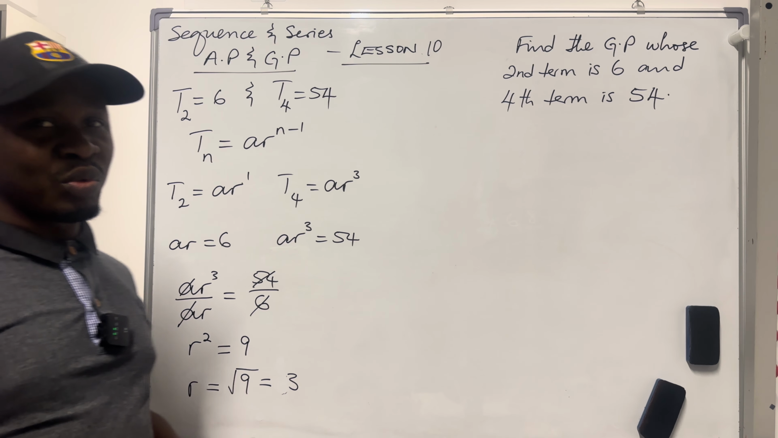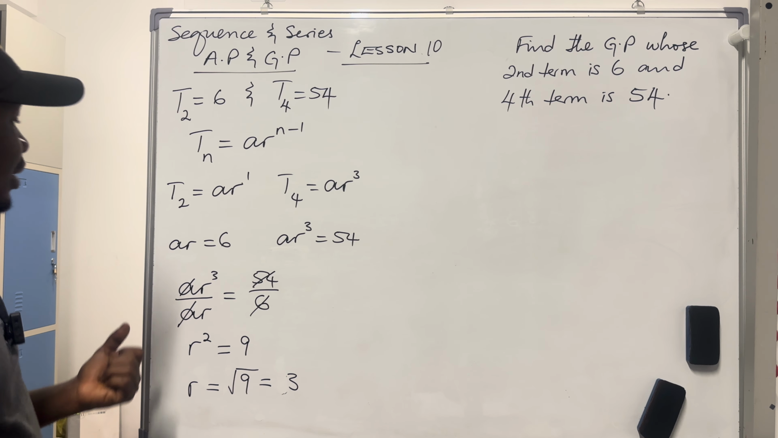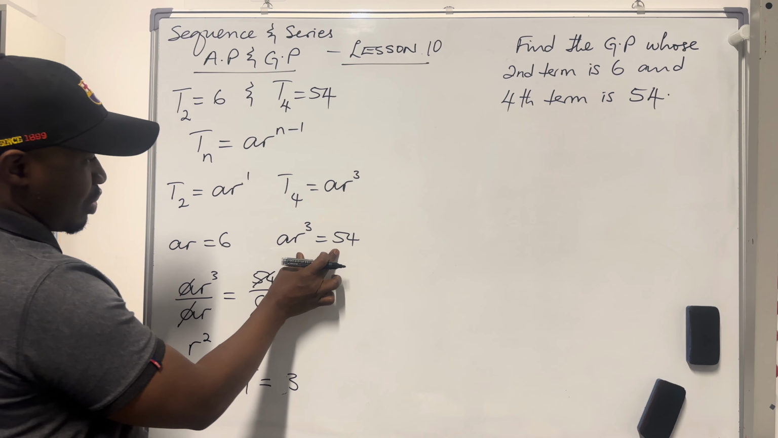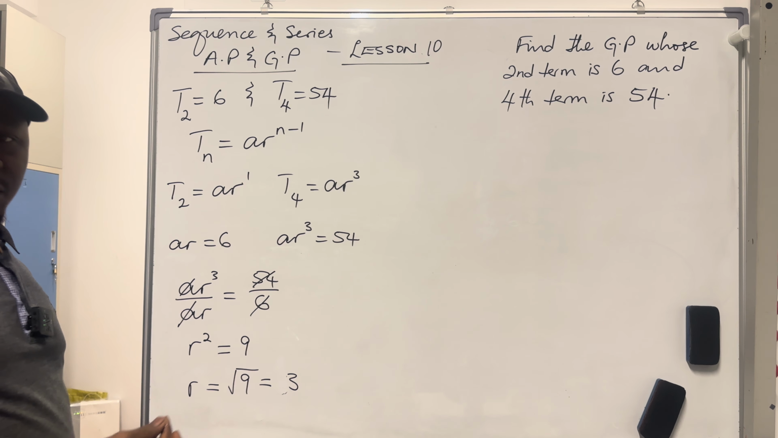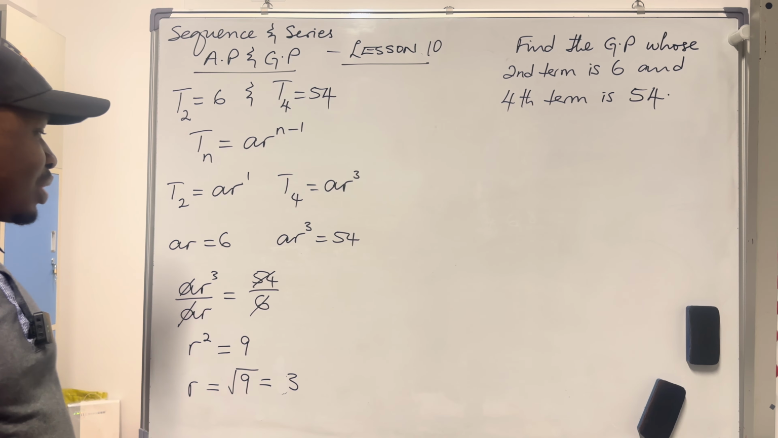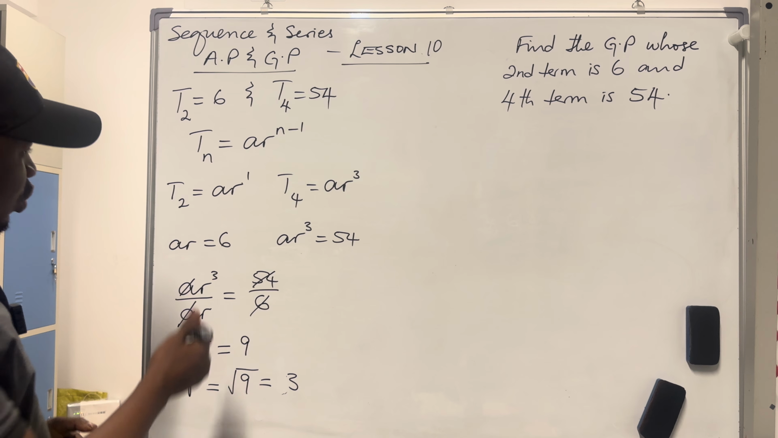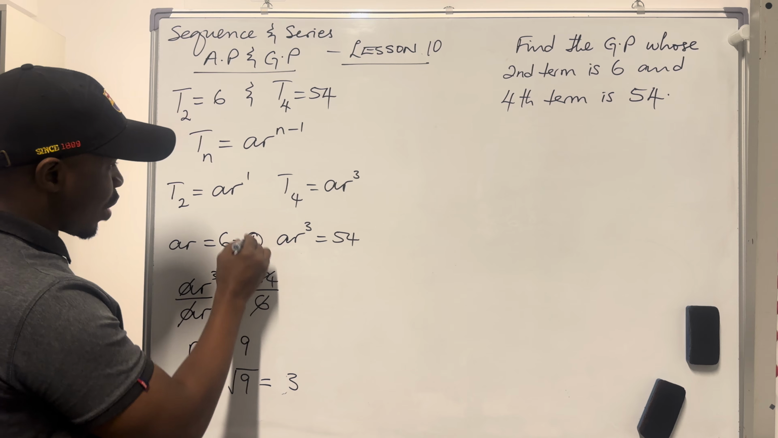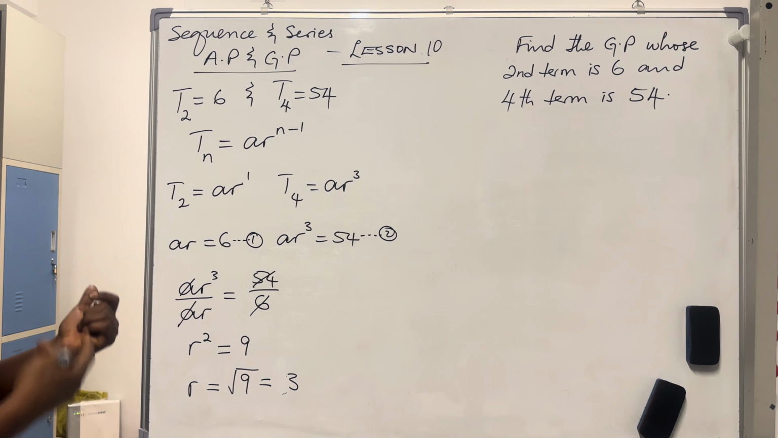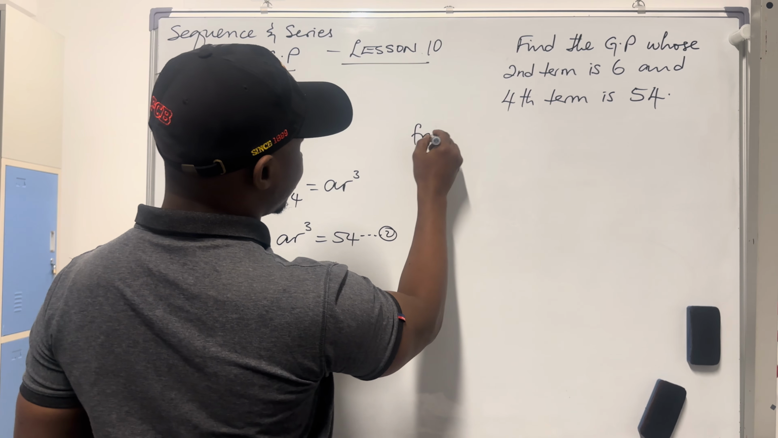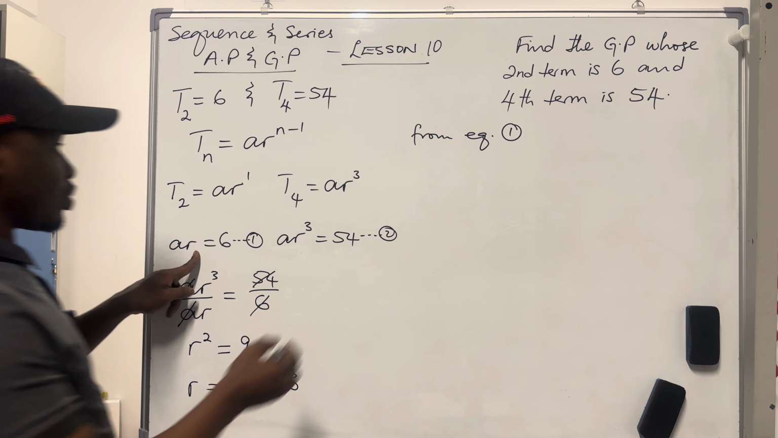The most important thing, we need what? We need a GP. Okay, so R is 3. But we also need A. We have A here, we have A here. If you want, you can find A here, or you can find it here. But finding A here is a bit more troublesome than this one, because this one is easier since R is power 1. So normally we call this equation 1, we call this equation 2, so that if you want to refer to any of them, you can just say from equation 1. And equation 1 says AR equal to 6.